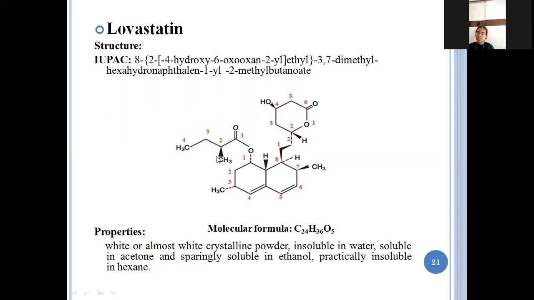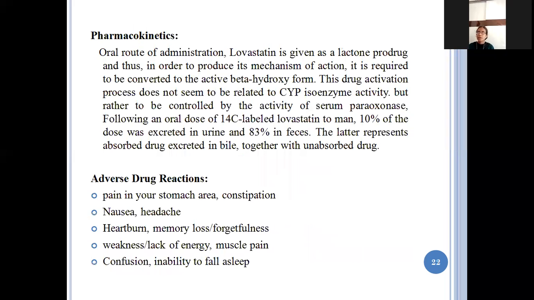So this is the structure. Properties: it is a white or almost white crystalline powder, insoluble in water and soluble in acetone, sparingly soluble in ethanol and insoluble in hexane. Next, pharmacokinetics. It is an oral route of administration, and it is a prodrug.